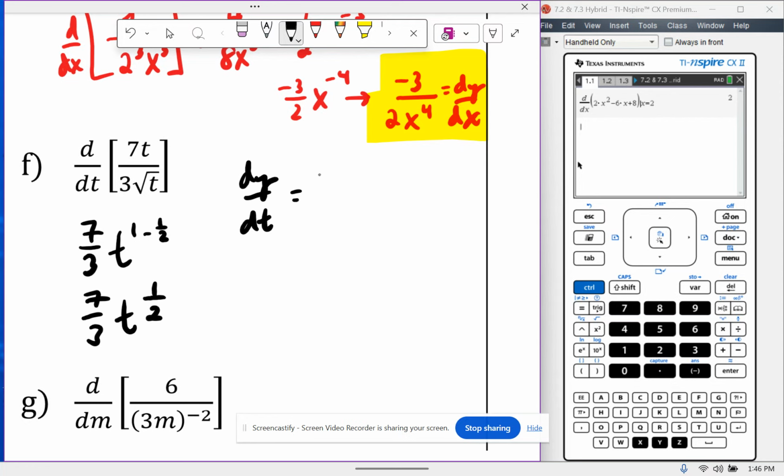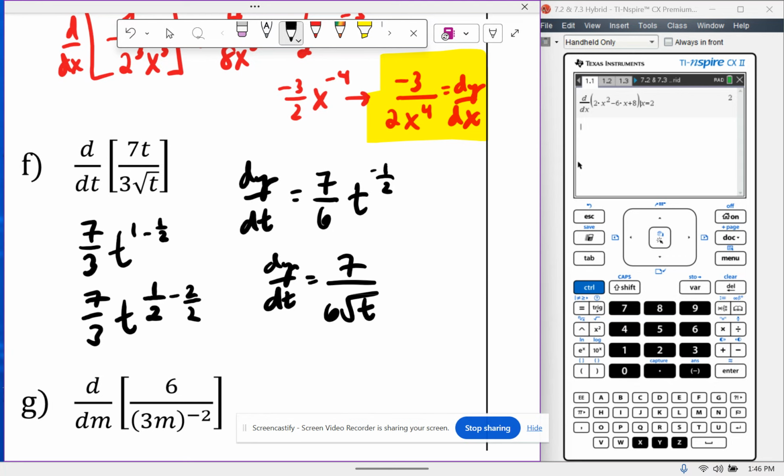So now we've got 7 over 3 times 1/2, which is going to give me 7 over 6, right? Times t to the 1/2. Let's take off 1 from the exponent. So we now have negative 1/2. All right. Then let's drop it down into the denominator. 7 over 6 square root of t.